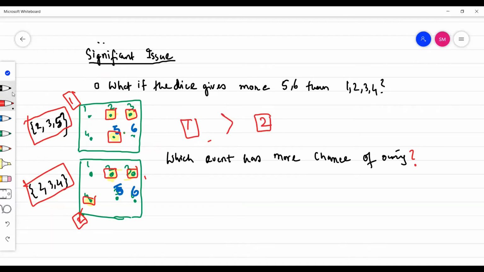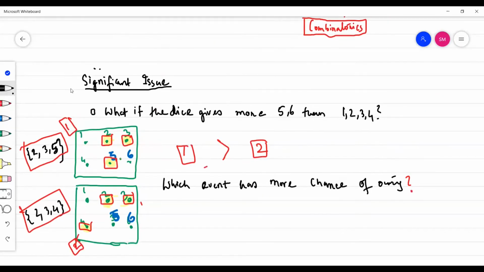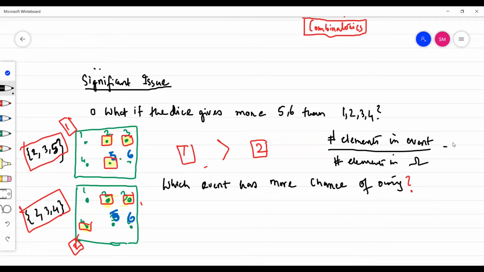Now understand that computing in the same manner as before, the number of elements in the event by the number of elements in the sample space is still 3 by 6, and in this case also it's 3 by 6.